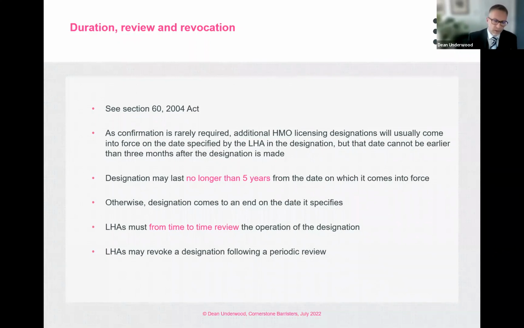So, as I say, it needn't be 5 years, and the local authority can tailor the length of the designation according to its needs, provided it has a rational basis for doing so. Periodically, from time to time, local housing authorities must review the operation of their designation. I would suggest an annual review is probably sufficient for that purpose. Anything else perhaps would become onerous and unduly costly. And the local housing authority may revoke a designation following a periodic review. But the purpose of that, of course, is so that the local housing authority ensures that the operation of the designation is having the desired effect, that any tweaks that need to be made to it to make it more effective can be made, and that if in fact the problem that it was designed to address has been resolved, then the designation can be revoked.